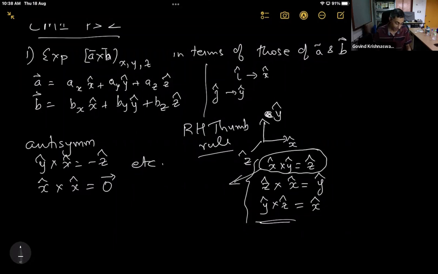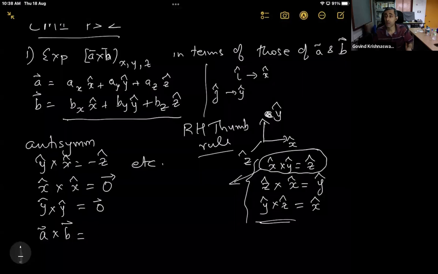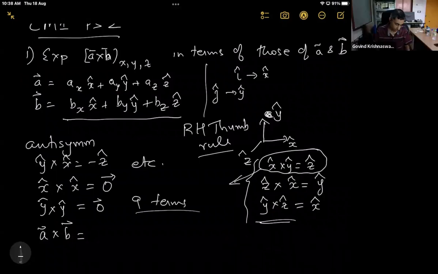Okay, so now we have all the basic ingredients to compute this cross product of A and B. So let us do that, because that is what was intended. A cross B, in general, how many terms are there going to be? Nine terms, right? Of course, we are very lucky. Lots of the terms will combine and some will be zero. So our job is not so bad.